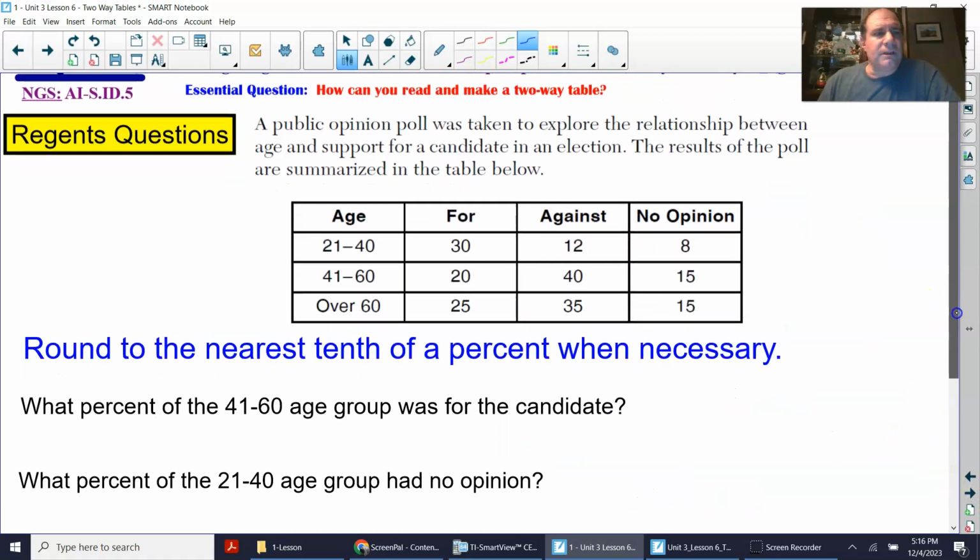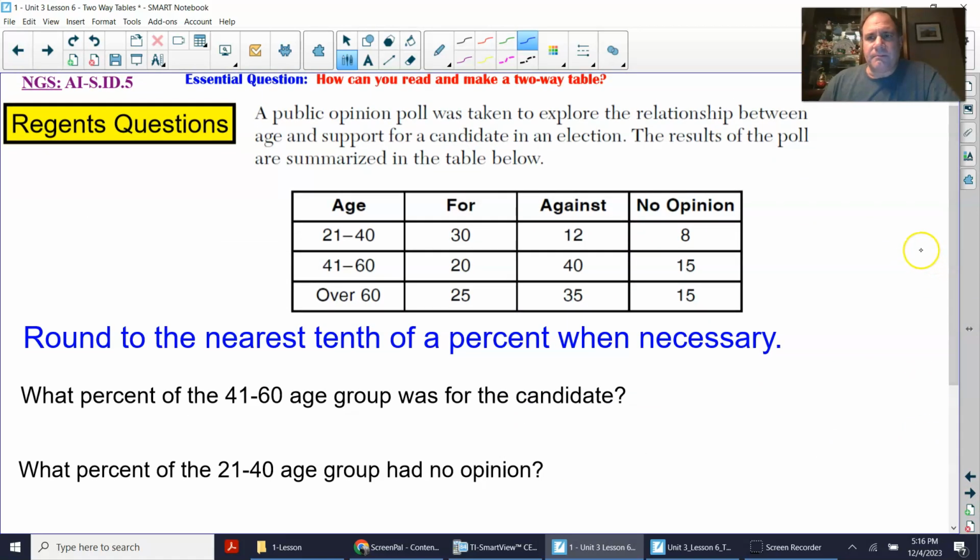All right, so here's another regions problem. This is a public opinion poll. The result of the poll is summarized below. Round to the nearest tenth of a percent. What percent of the 41 to 60 age group were for the candidate?